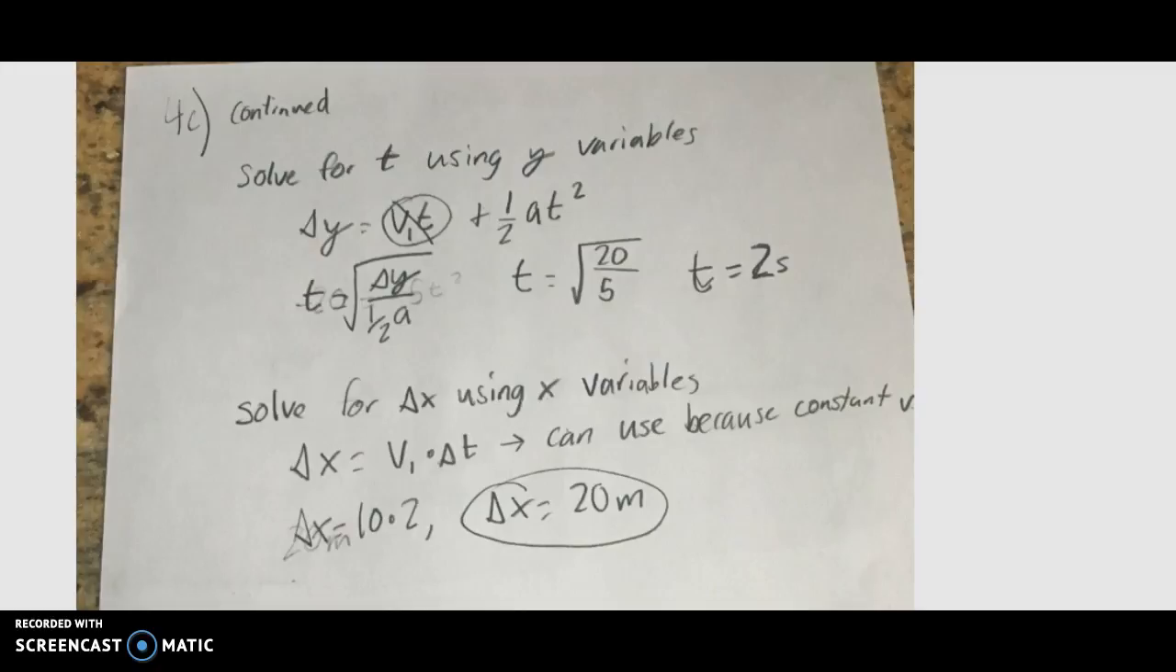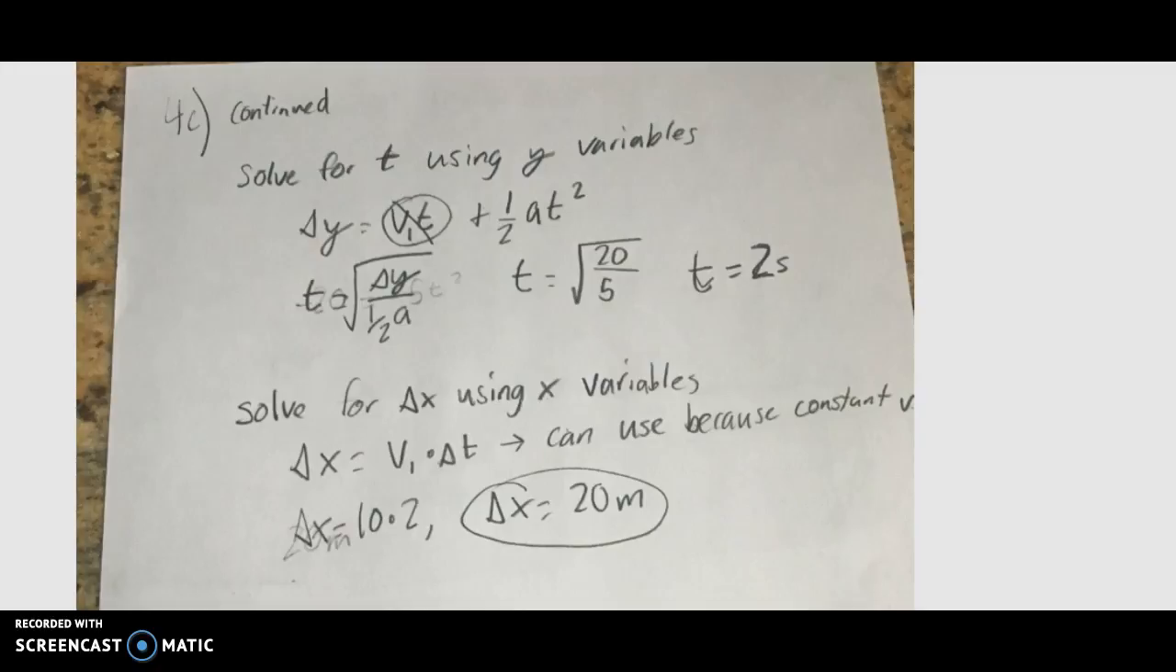So now we solve for delta x using the x variables. Delta x equals v1 times delta t. We can use this equation. Remember last time we couldn't use this equation. We can use it because there is a constant velocity in the x direction, as we were talking about earlier. So delta x equals 10 times 2, so 10 meters per second times 2 seconds. That's going to leave you with a unit of meters, and you're left with delta x equals 20 meters.